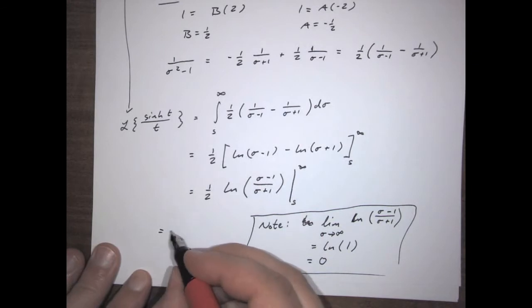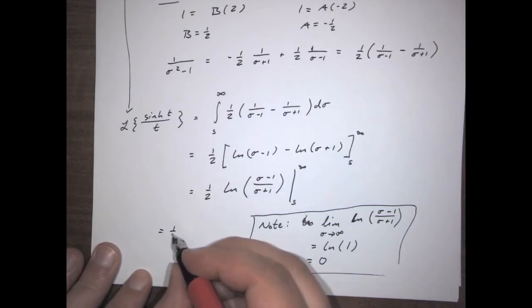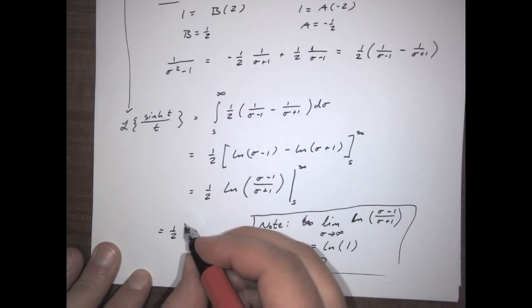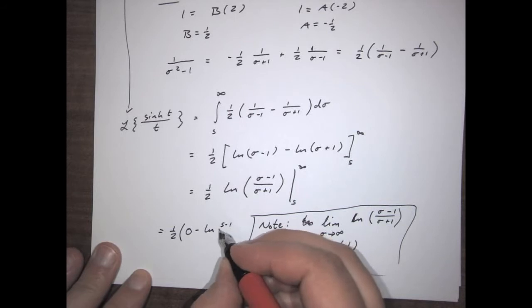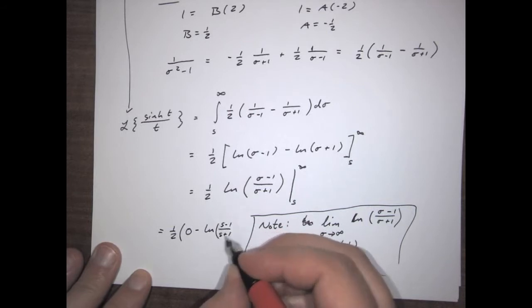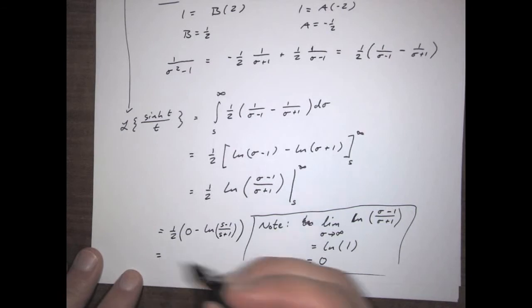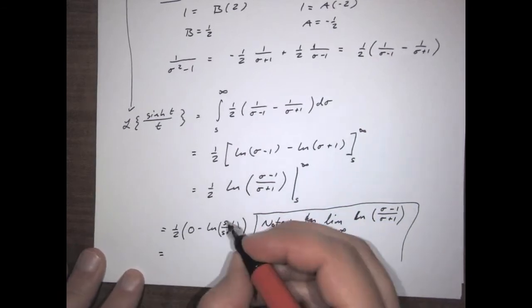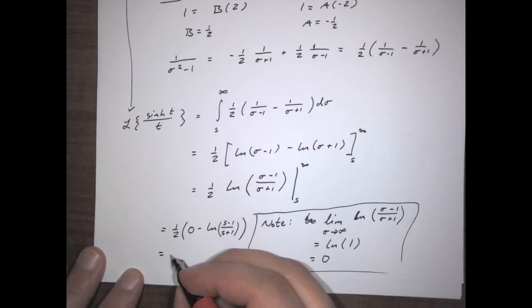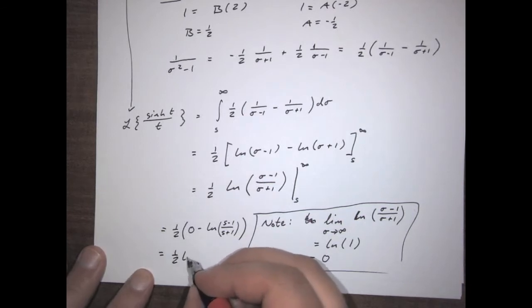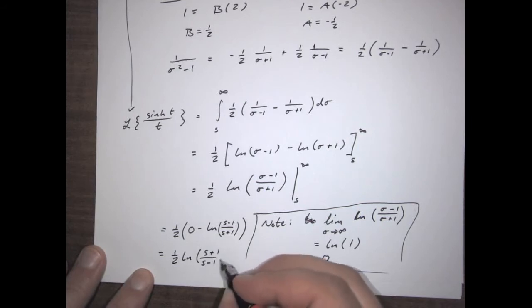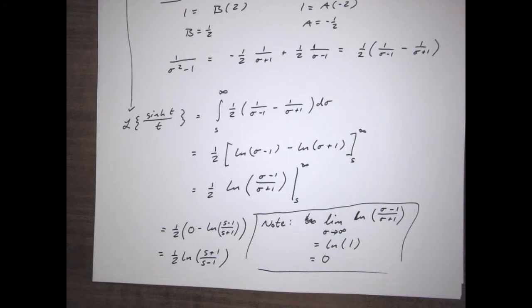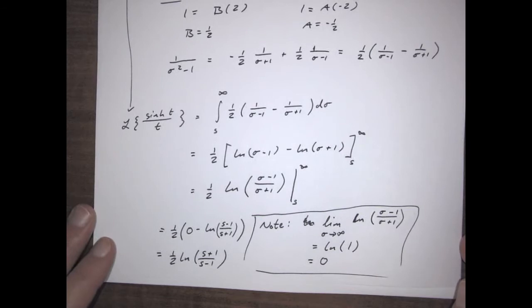So then this is equal to, in this case, 1/2 now. And we've got 0 minus ln of s minus 1 over s plus 1. But we could, if we wanted, bring the negative in, and then that would make it the reciprocal. So it'd be 1/2 ln of s plus 1 over s minus 1. So that would be how this could go.